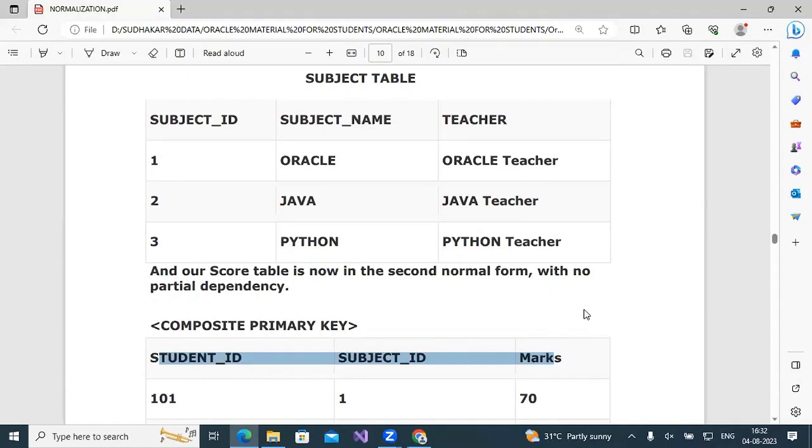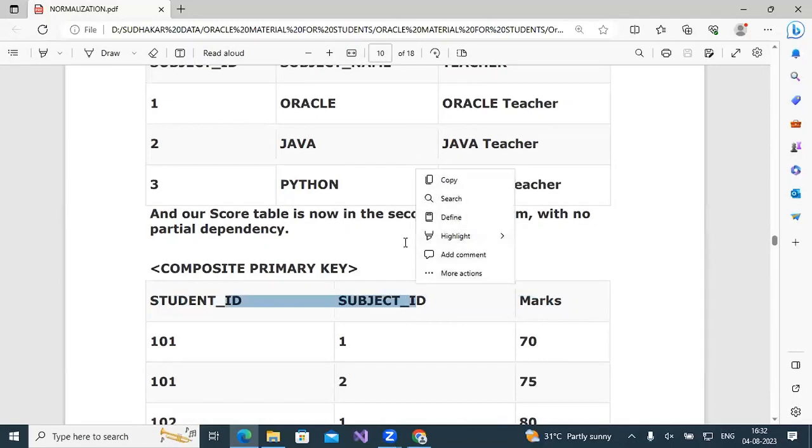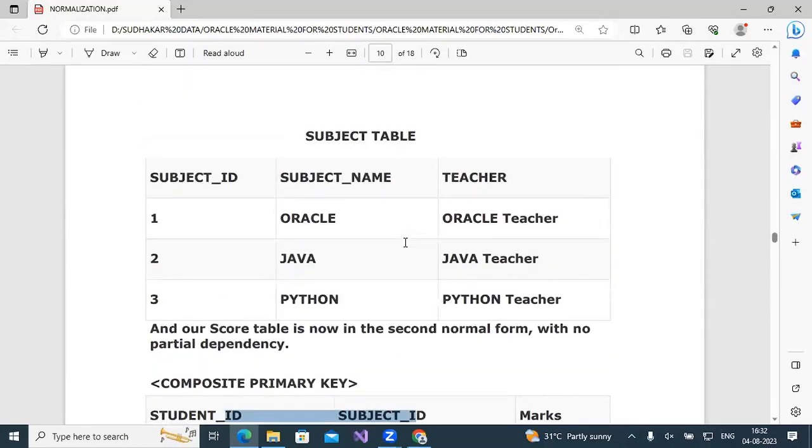No, because if you treat subject ID as the primary key, then subject name and teacher both depend on the subject ID. So there is no partial dependency. And in the composite key score table below, marks depend on both of them, so here also no partial dependency. So now in these 2 tables there are no partially dependent columns, which means these 2 tables come under second normal form.